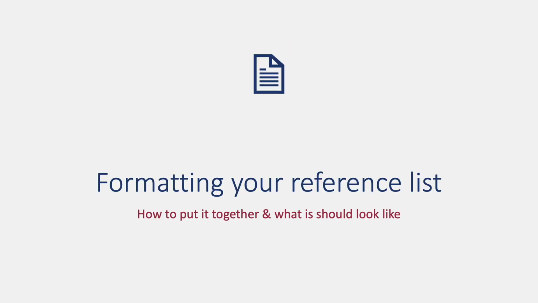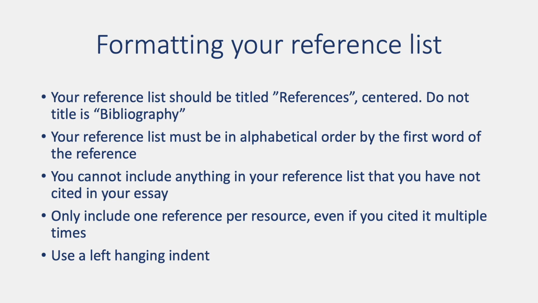Learning to format your references can take time. You can see a sample reference list on the APA Library Guide. Your reference list should be titled as simply References with the word centred. Don't title this section Bibliography. Your reference list must be in alphabetical order by the first word of the reference, which is usually the author's surname. You cannot include anything in your references that you haven't cited in your essay.